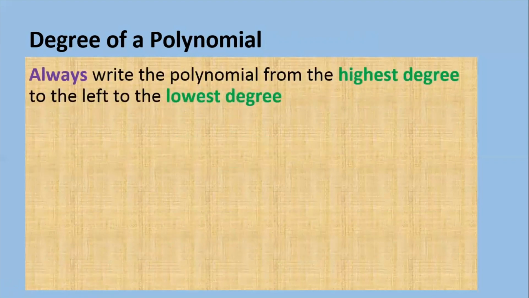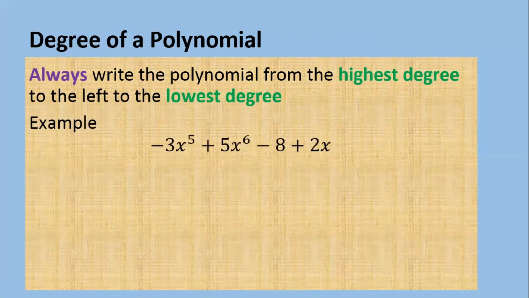Now, when you write a polynomial, you always start with the highest degree to the left, and then you go to the lowest degree. What do we mean by that? Okay, look at this polynomial. You've got minus 3x power 5 plus 5x power 6 minus 8 plus 2x. When you write it, you should always start with the term having the highest degree. So here, the term with the highest degree is 5x power 6.